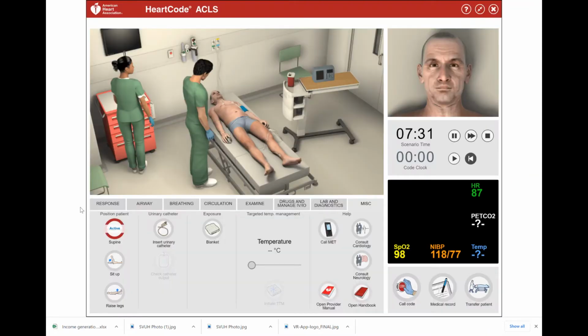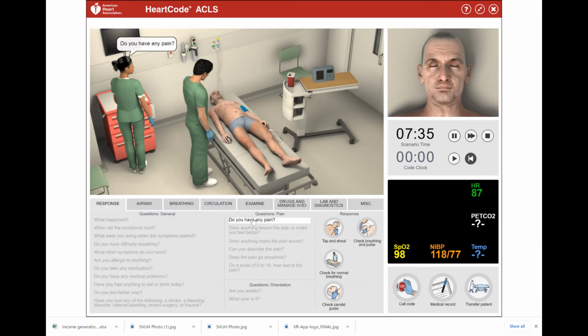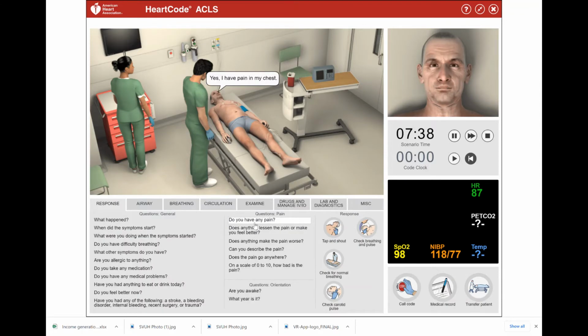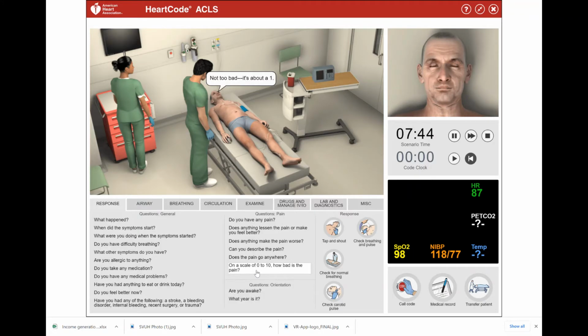So we'll just talk to the patient again, see if he feels any better. Do you have any pain? Yes, I have pain in my chest. Okay. On a scale of 0 to 10, how bad is the pain now? Not too bad. It's about a 1. Okay, so maybe we should have found out what the pain was like earlier on.